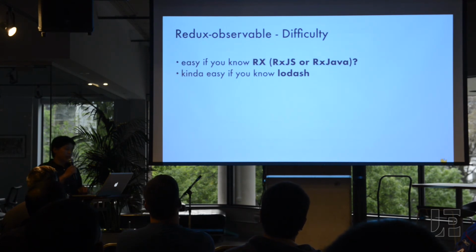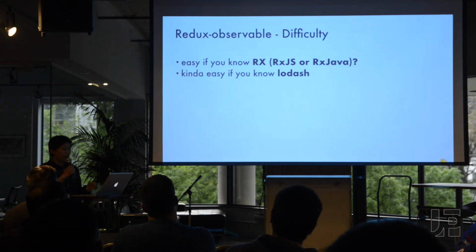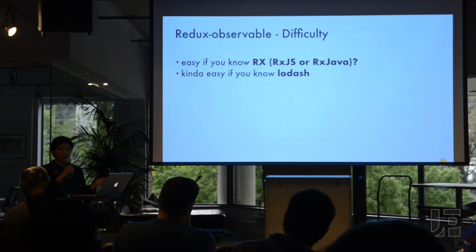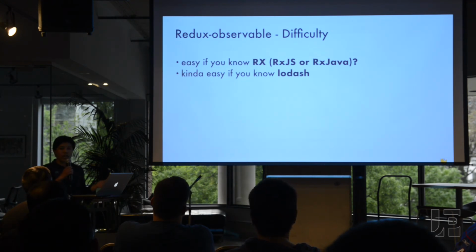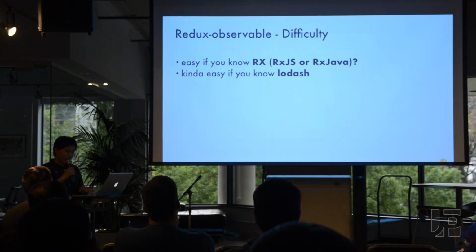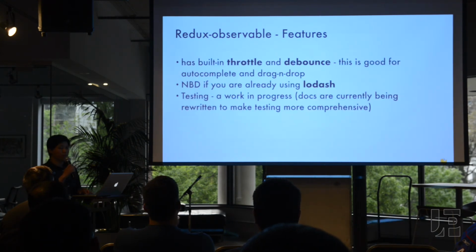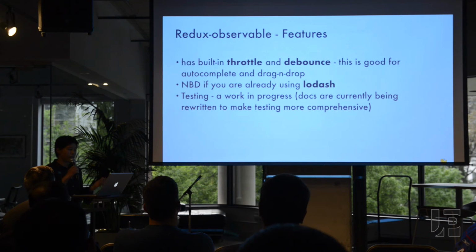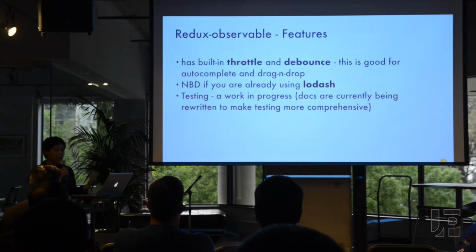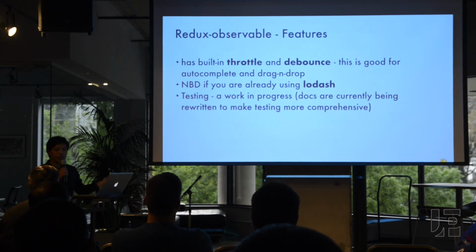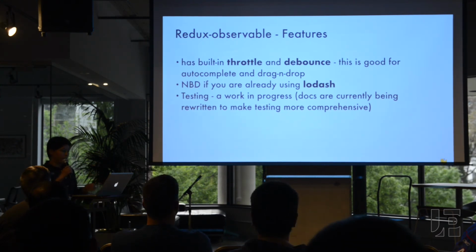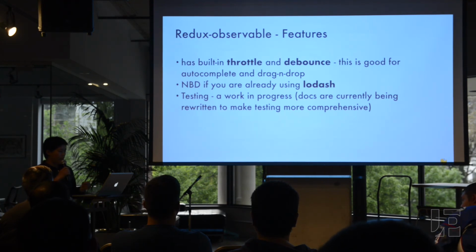The last one I want to talk about is Redux Observable. It's really easy if you already know Rx, like RxJS or RxJava. It's still kind of easy if you use Lodash all the time. It has some built-in features like throttle and debounce to help you write autocomplete and drag and drop components. But again, this is not a big deal if you're already using Lodash. You can just use Lodash with Redux Thunk and get the same effects.